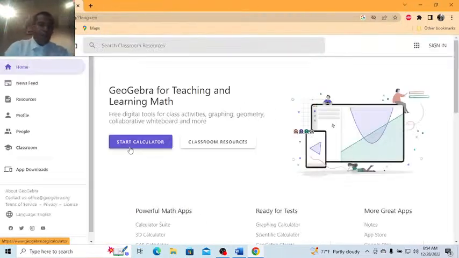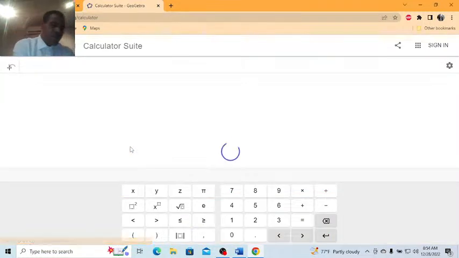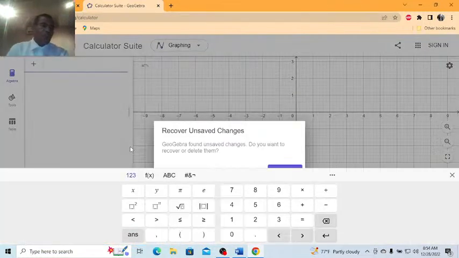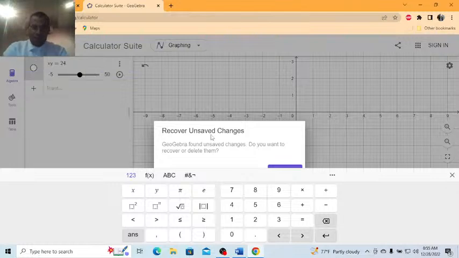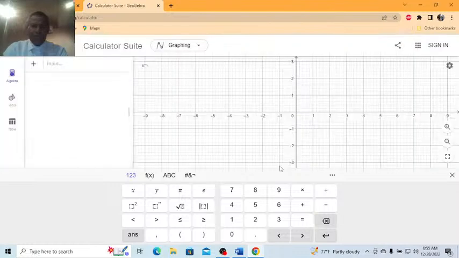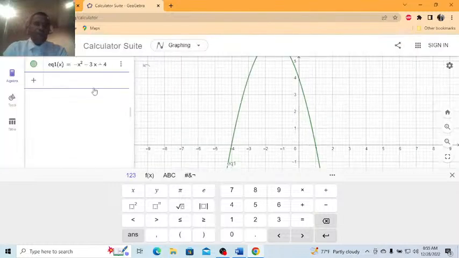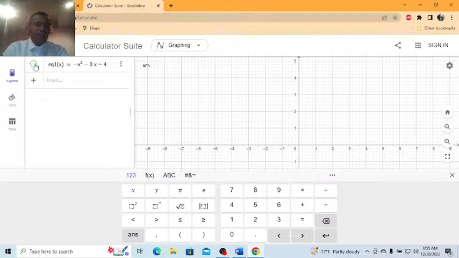I will write my equation, learners. So I will just write xy equal 24. We said this is a hyperbola, and I will add another. Okay, I will just erase this one. This one no need, learners.